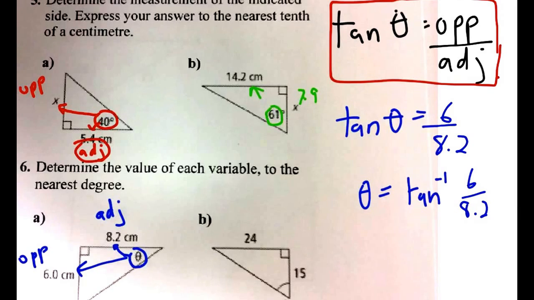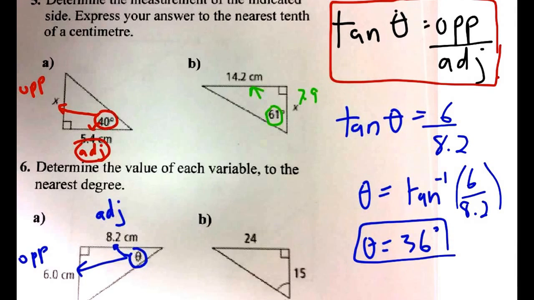You might need to put brackets. I'm just going to redo mine because I think I forgot brackets. So I went second tan brackets 6 divided by 8.2. And that gives me an angle of 36.19. And usually angles, because 1 degree is pretty small, if we just round them off to the nearest degree, that's good enough. Okay, so in this case our angle would be 36 degrees.